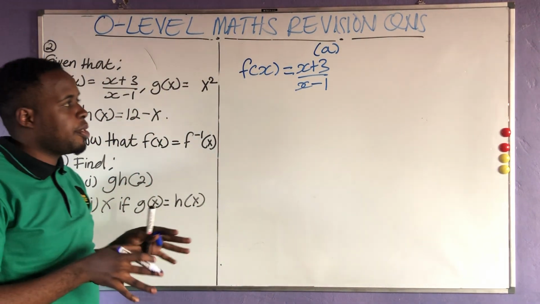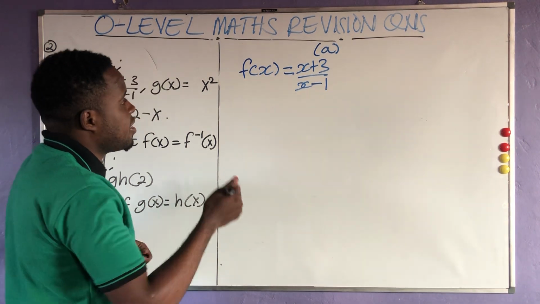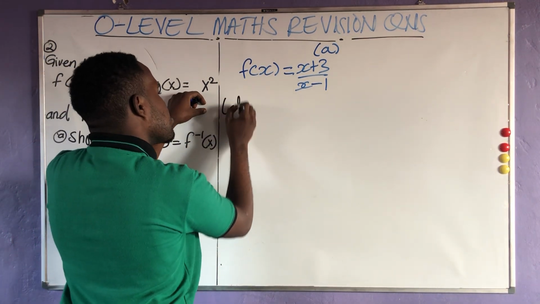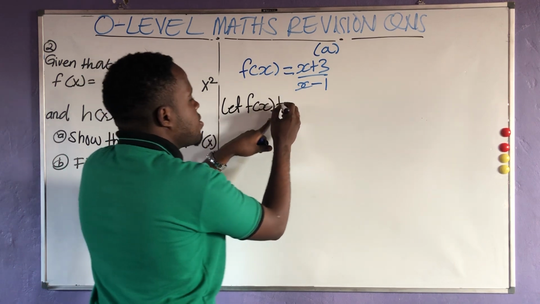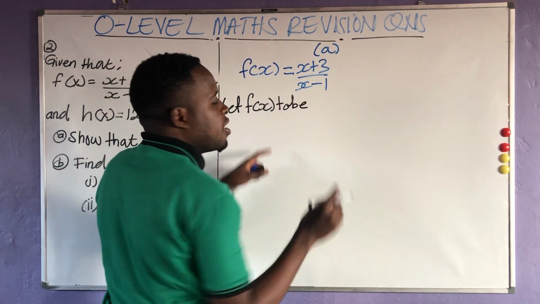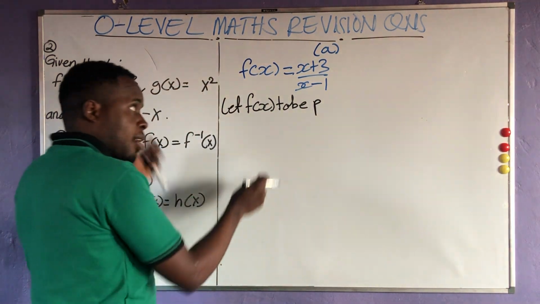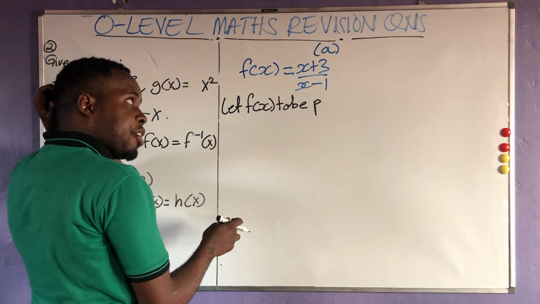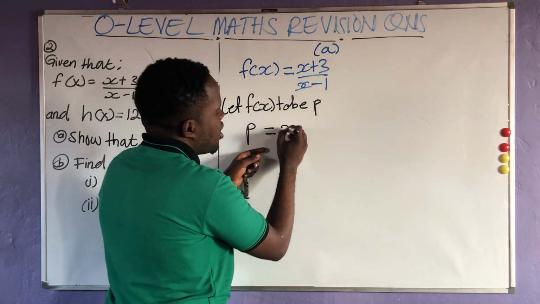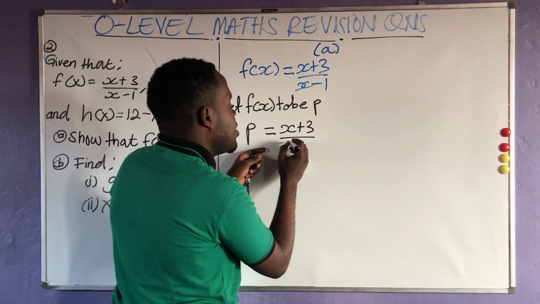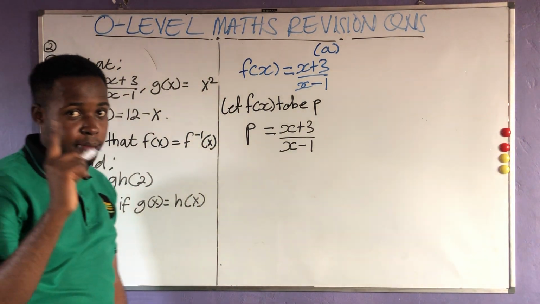So I told you when we are finding the inverse of the function, what we do, we shall let the function to be equivalent to any unknown of your choice. Maybe we can use p. So where we have the function, we shall put there p. So we shall have p being equivalent to x plus 3 divided by x minus 1. That is step number 1.